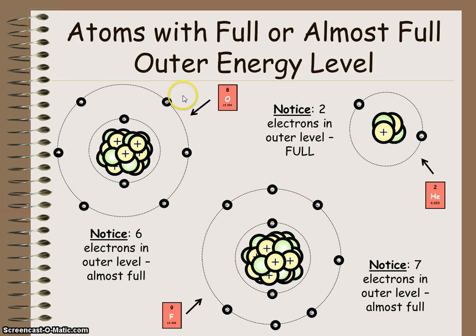Here we have some oxygen. It's got 6, almost full, so it's going to wait for you. It's going to wait for you to give it something. Helium is full. It's not going to bond very often at all, right? And here we have fluorine. Fluorine is very, very close to full. It has 7 electrons in its outer shell.